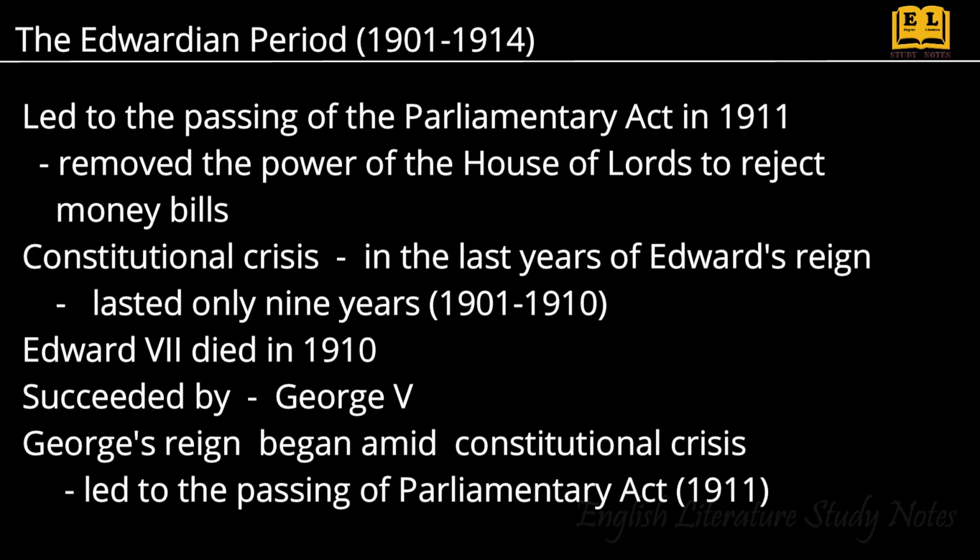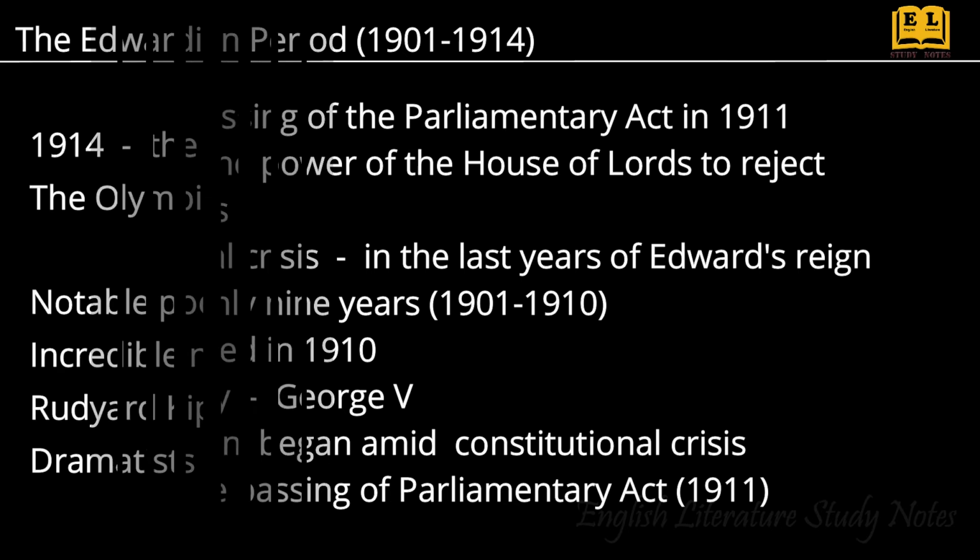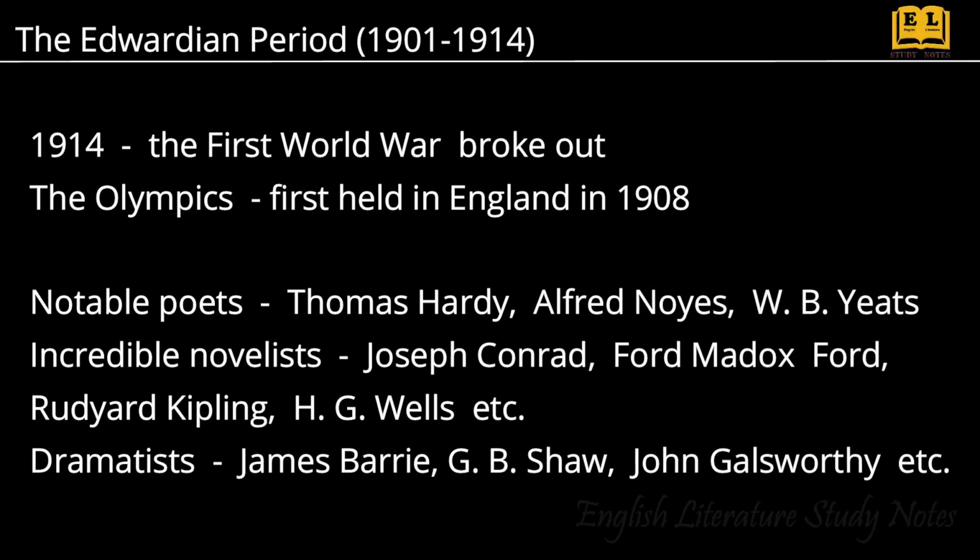The constitutional crisis happened in the last years of Edward's reign. His brief reign lasted only 9 years. Edward VII died in 1910 and was succeeded by his second son, George V. George V's reign began amid the continuing constitutional crisis and it led to the passing of the Parliamentary Act. In 1914, the First World War broke out. Although sports and other forms of play gained traction in Victorian times, the Edwardian period brought them to international heights. The Olympics were first held in England in 1908.